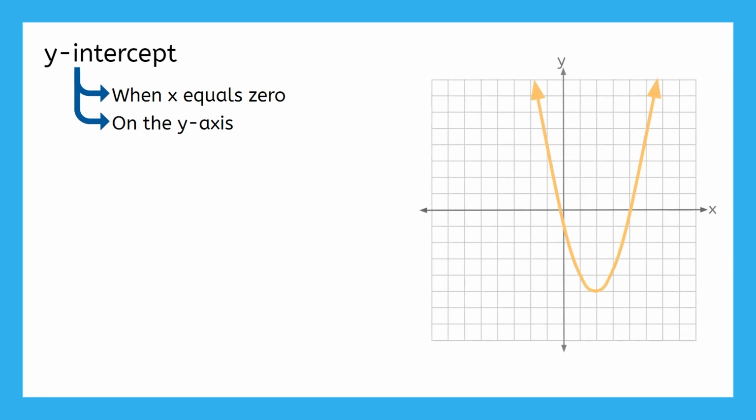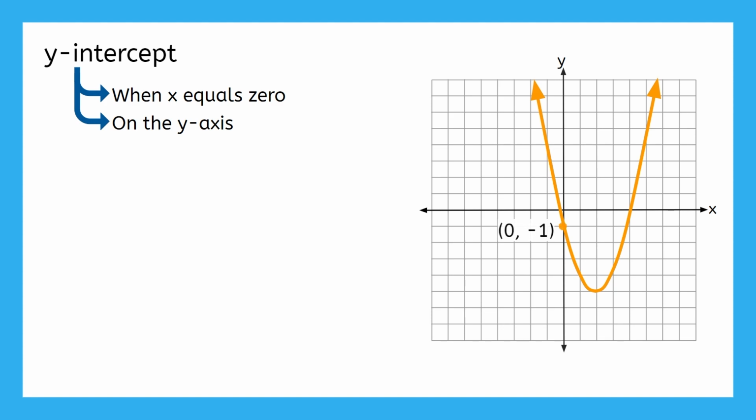Starting with the y-intercept, we know the y-intercept occurs when x equals 0, which only happens on the y-axis. So for a parabola, like, say, this one, we can say that the y-intercept is (0, -1).